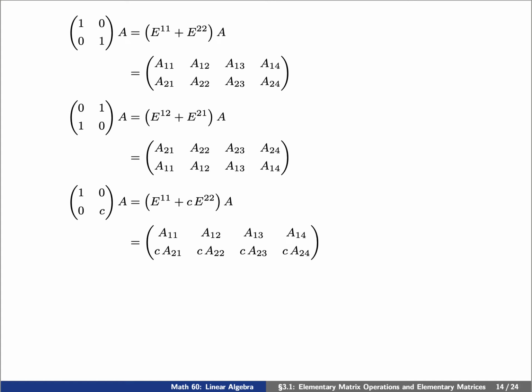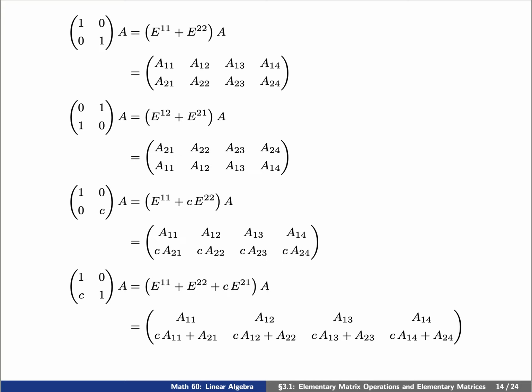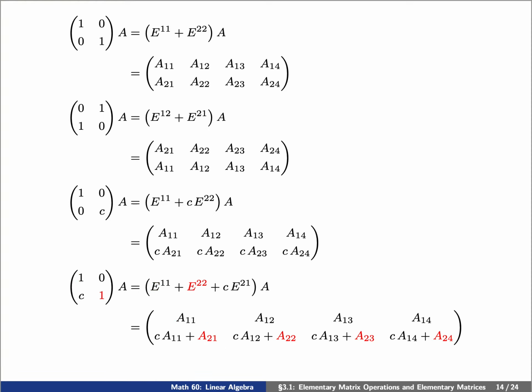Let's consider this matrix here, 1, 0, 0, C, where C is any scalar. The entry in the upper left corresponds to E11, and the entry in the lower right corresponds to a scalar times E22. Finally, let's consider this matrix 1, 0, C, 1, where again C is a scalar. The upper left corresponds to E11, the lower right corresponds to E22, but now the lower left corresponds to a scalar times E21.